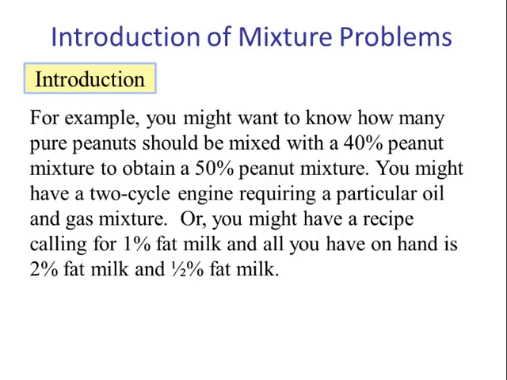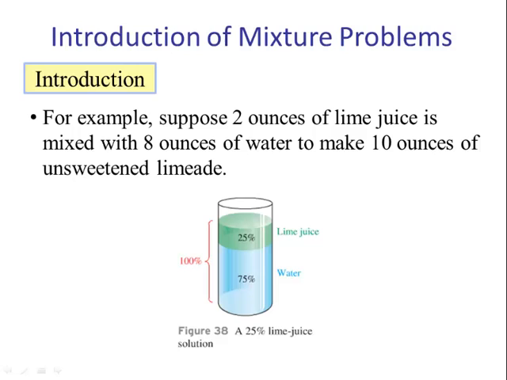You might have a two-cycle engine requiring a particular oil and gas mixture. Or you might have a recipe calling for 1% fat milk and all you have on hand is 2% fat milk and 0.5% fat milk. For example, suppose 2 ounces of lime juice is mixed with 8 ounces of water to make 10 ounces of unsweetened lemonade. So we have 2 ounces here of juice mixed with 8 ounces of water, which totals 10 ounces of a liquid. Normally that will be one equation. The second equation will be the amount of concentration.